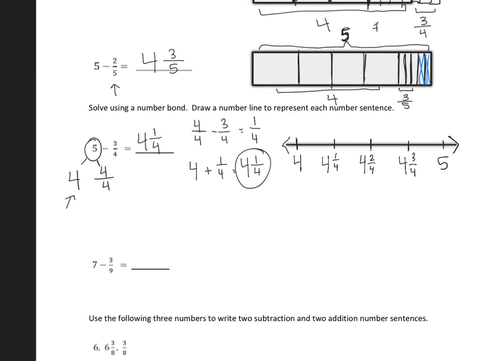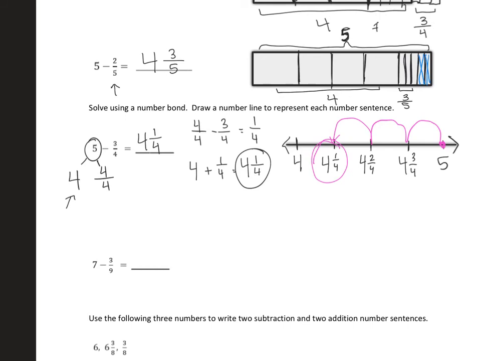All right, now I'm going to show the subtraction on my number line. So I'm going to go to my starting number. So my whole number is 5 that I'm going to start at. And I have 5 minus 3/4. So I'm going to start at 5 and I'm going to jump back 3/4. 1, 2, 3. All right. And when I land on 4 and 1/4.